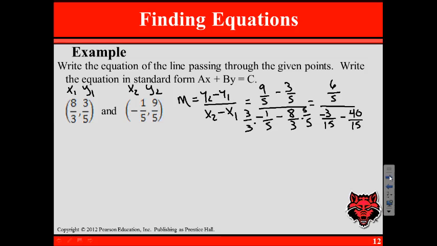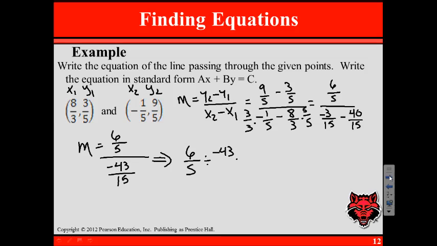So at this point, we have the slope equals 6 over 5, all divided by negative 43 over 15. Remember, when we have a fraction over a fraction, that's the same thing as taking the fraction in the numerator and dividing by the fraction in the denominator. When we divide fractions, we're actually multiplying by the reciprocal.